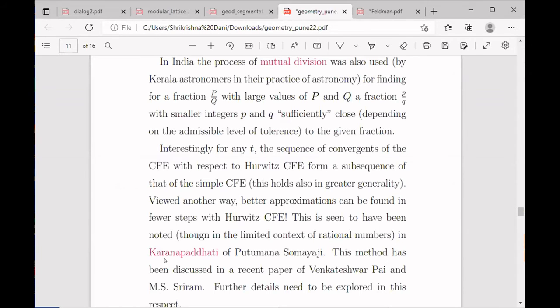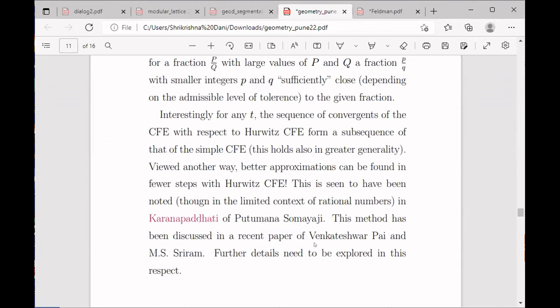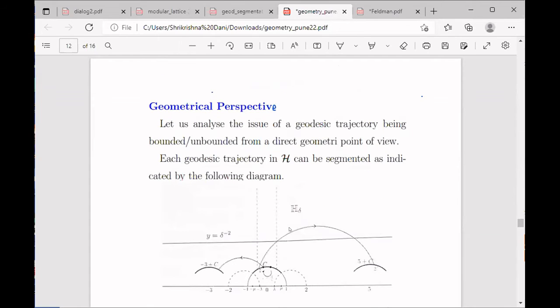In the well-known work Karana Paddhati by Uttamana Somayaji, the Kerala mathematician from the 16th-17th century. This method has been discussed in a recent paper of Venkateshwar Pai and M.S. Sriram. So this is just a historical digression, which in particular highlights the significance of continued fraction expansions. Perhaps with more continued fraction expansions one could do better, and I don't think that line has been explored.